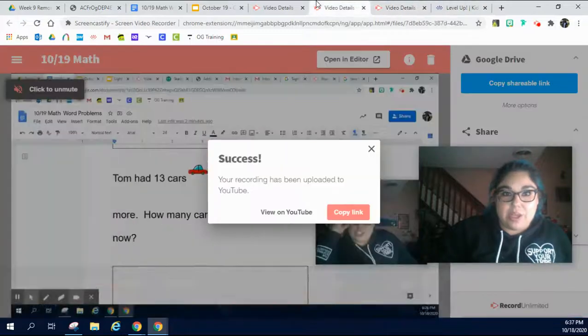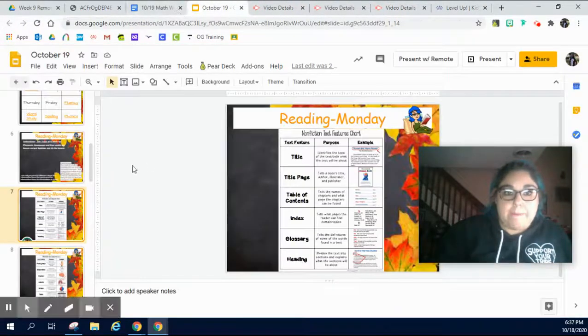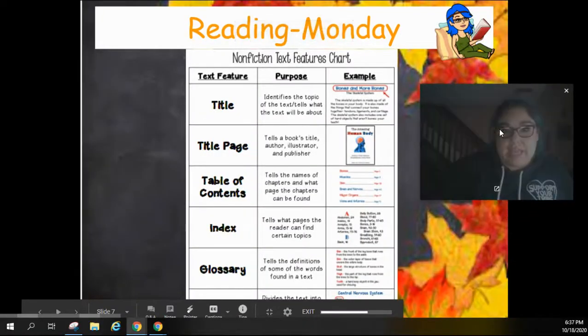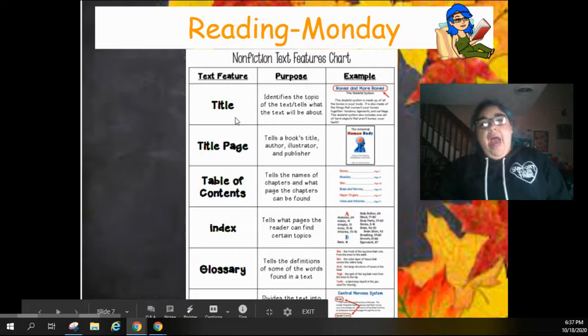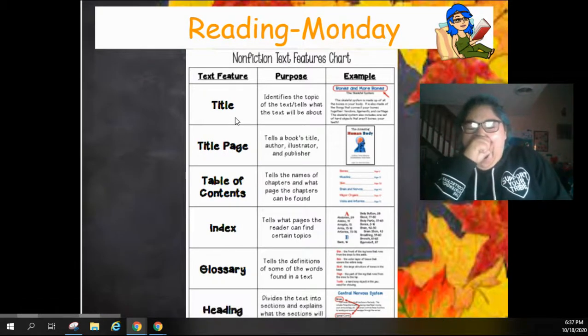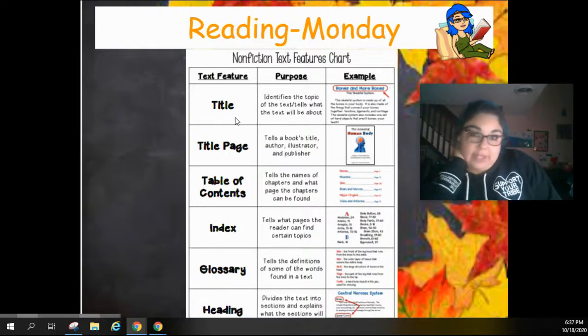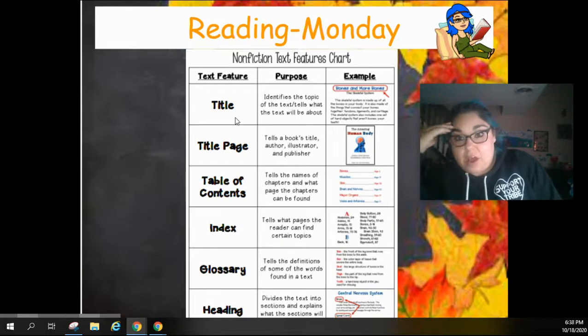All right. So let's look at our text features. So the title, it tells you the topic of the book or what it's going to be all about. Okay. So the title is at the beginning of almost every story. And it's the very first page.